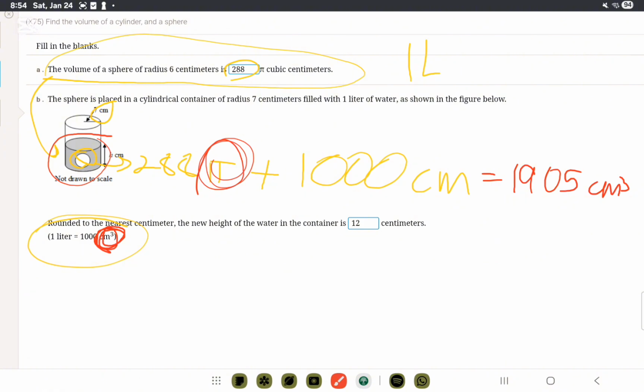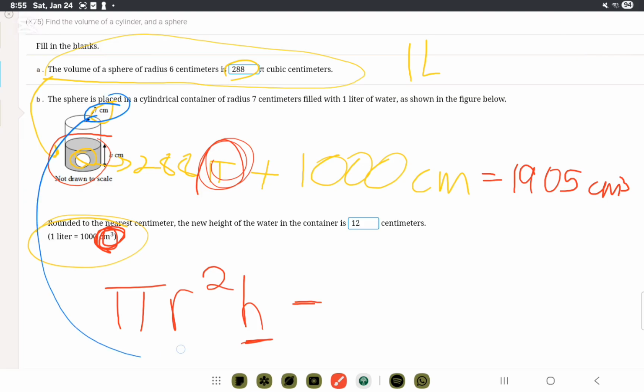Now we want to find the height. So what's the formula? Sorry, I just checked my notes for a second. The formula is pi r squared h. Now we need to find the height, so we set it equal to that. We have the radius, which is 7, so put that here. So it's going to be pi times 7 squared times x is equal to 1905. Now we get 12.3.